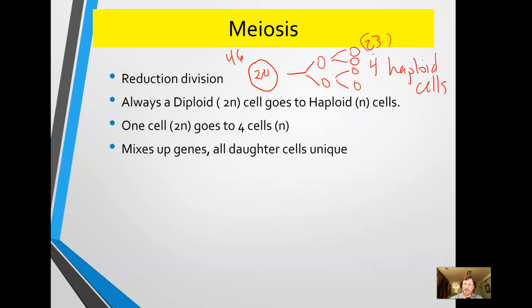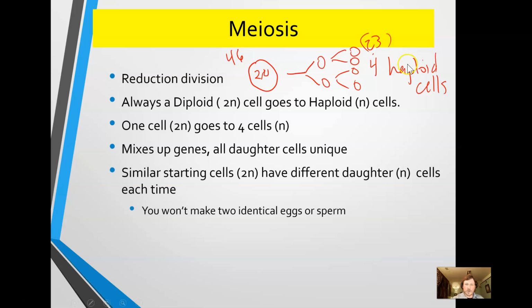In that process, it also can mix up similar genes. And so all of the cells are a little bit different. And this is where your sexual recombination comes from. It's not mutation, it's mixing up genes that are there. And so in your life, you're not going to make 2 identical eggs or sperm. So that's why you can have the 2 same parents.